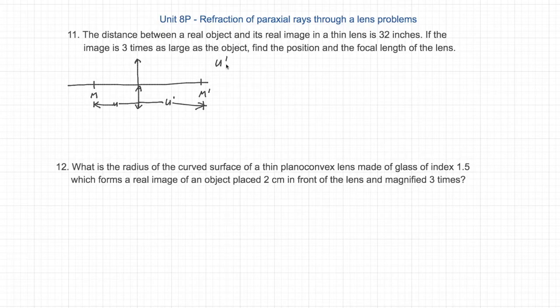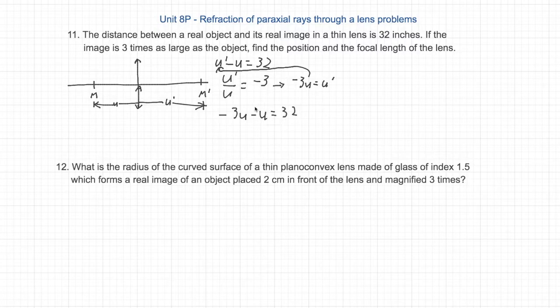Notice that U and U prime have different signs, so you don't add them up to get 32, you have to subtract them to get 32. U prime is the positive value, U is the negative value. We also know that the magnification is -3 because it is a convex lens producing an inverted image. So U prime equals -3U, which we can substitute in our first equation, and we solve for U, which equals -8. So the lens is 8 inches to the right of the object.